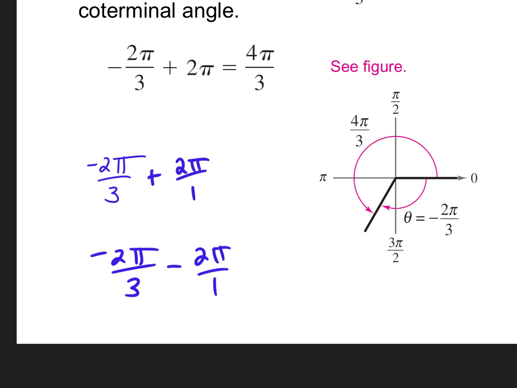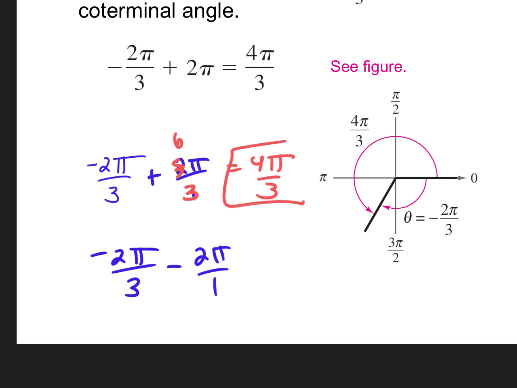We keep adding till we get a positive. You keep subtracting till you get a negative. So common denominator, guys, between 3 and 1. 3, so if I multiply the bottom by 3, then I multiply the top. 3 times 2 is 6. So what's negative 2 plus 6? 4 pi over 3.